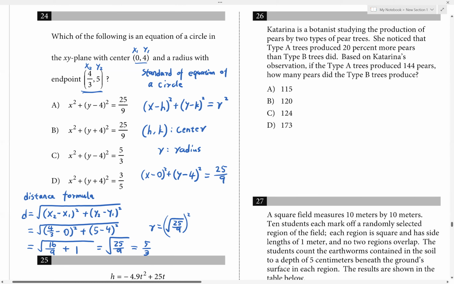So the one that matches, and this is x minus 0, so it's nothing, will be x squared plus y minus 4 squared equal to 25 over 9. So the correct answer should be A for number 24.